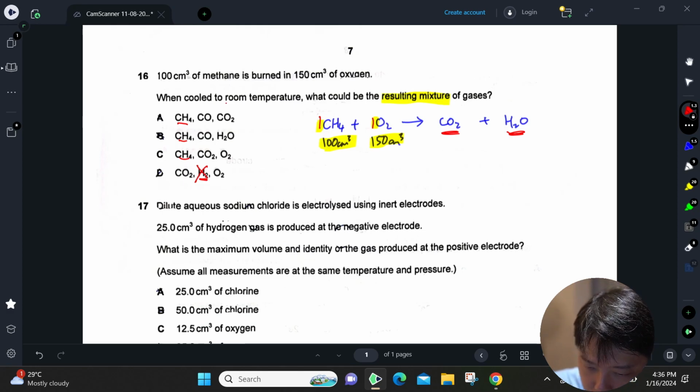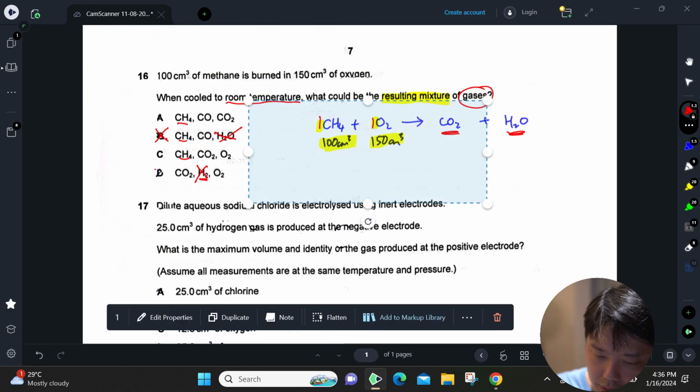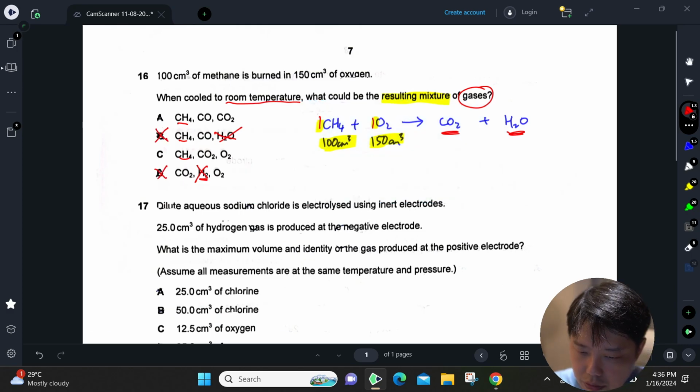At room temperature, okay guys, the hint here is room temperature and it's still a gas, so we're going to eliminate water because water is not a gas at room temperature. So B and D are out.